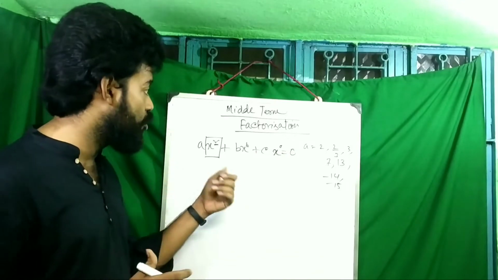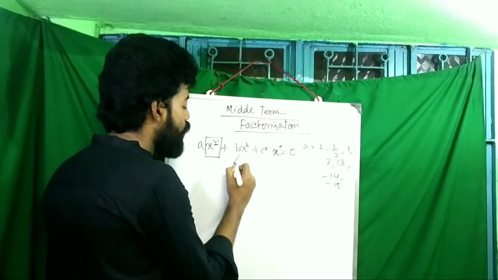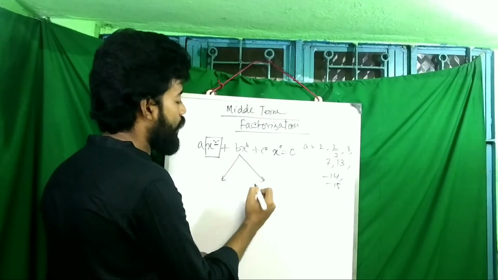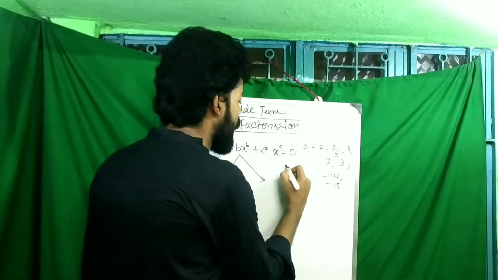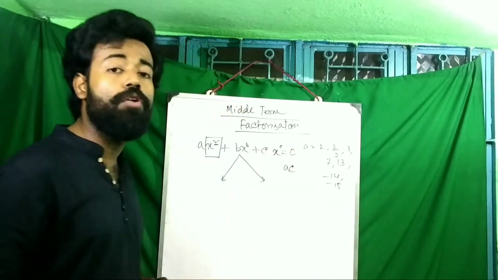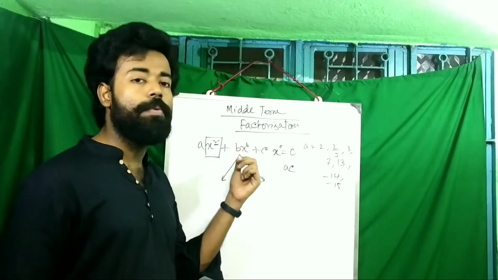Now what is the theory? Means how do we do middle term factorization? So what we have to do, we have to break this number B. Before we break, we have to find one more thing. We have to calculate AC. We will find the value of AC. Now what is our target? Now we will break this middle term.